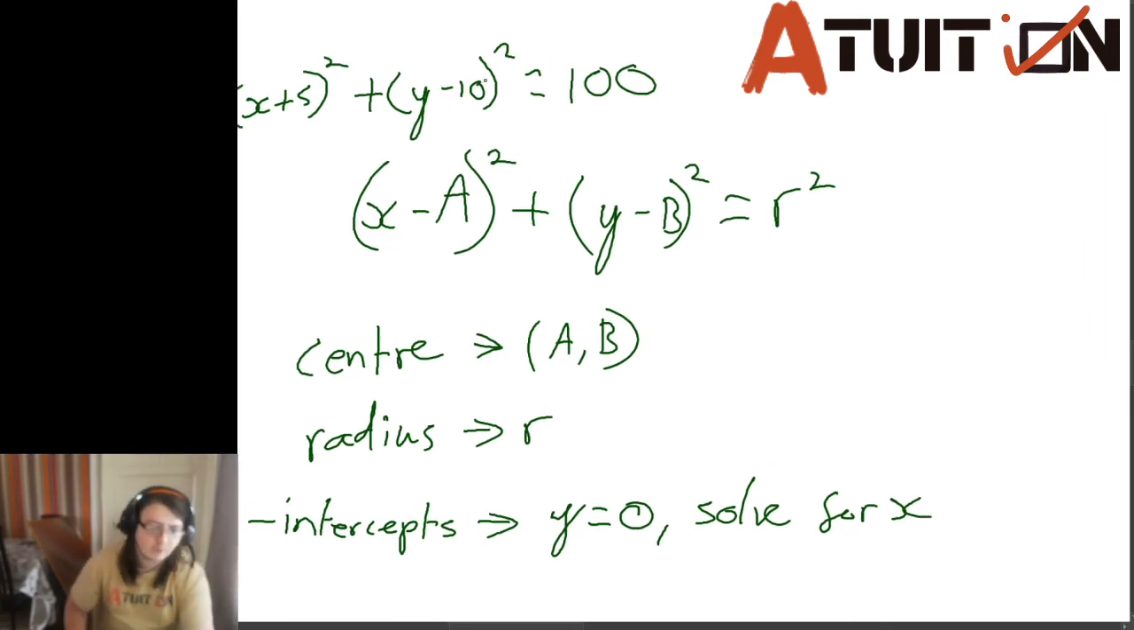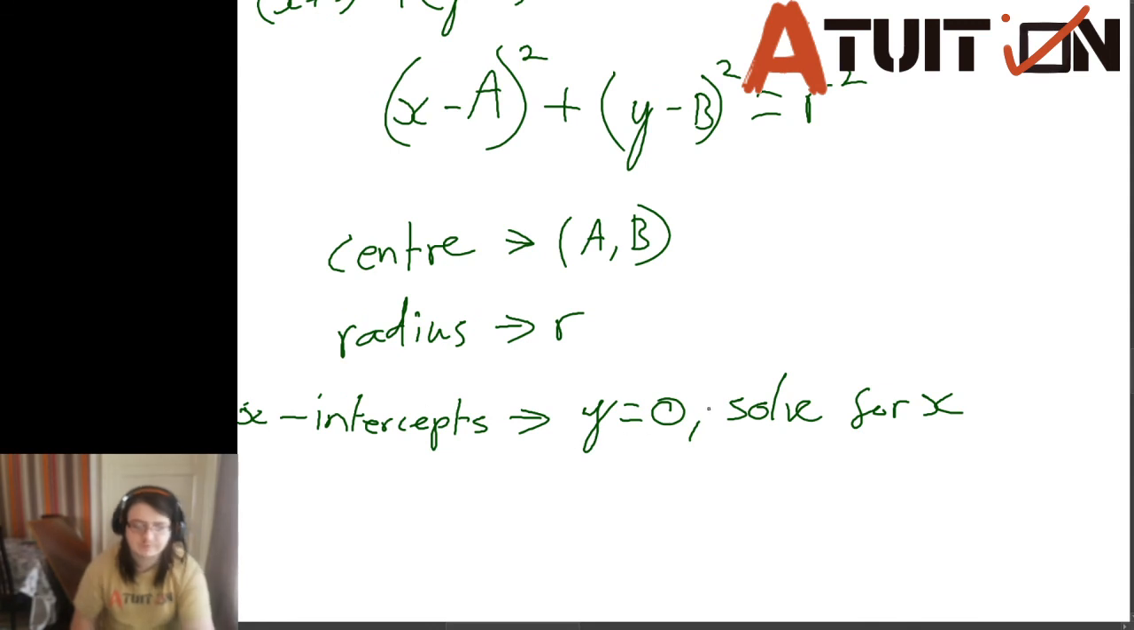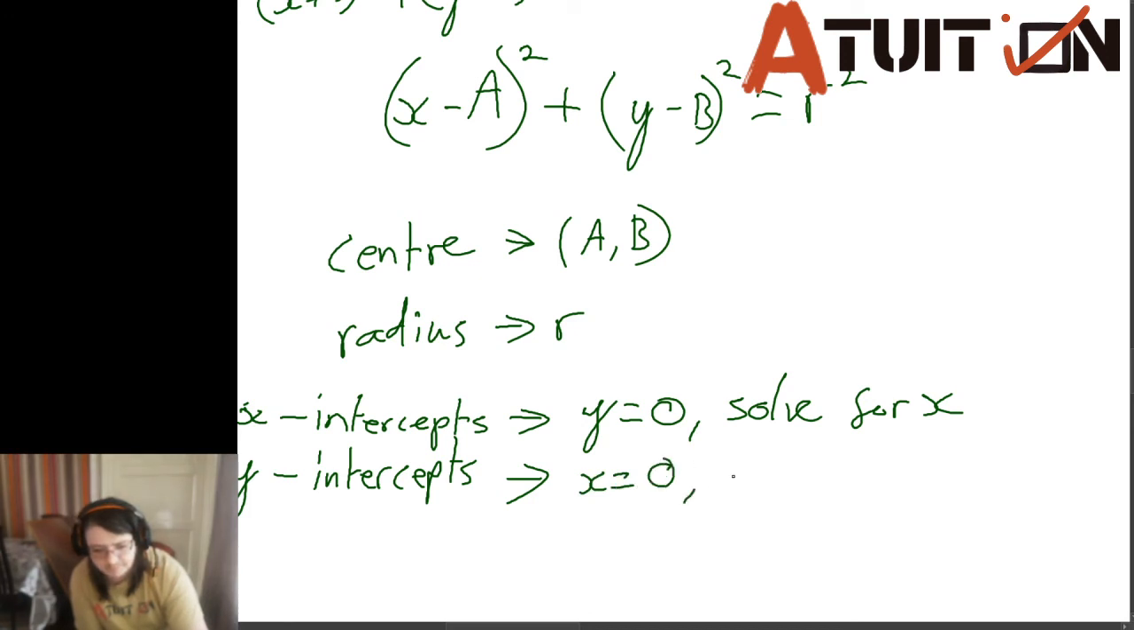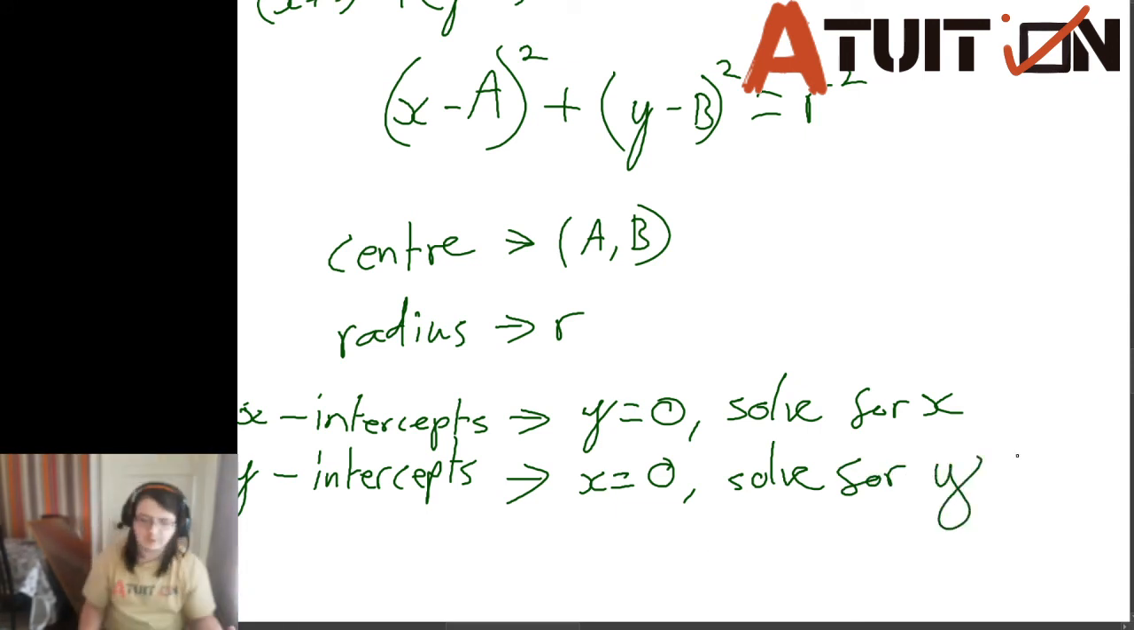And if you wanted the y-intercept, you would have to make x equal to 0. So this, but all the x's changed to y's, and the y changed to an x. So the y-intercepts would be: make x equal to 0 and then solve for y. That would be it.